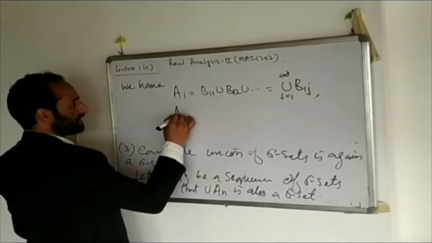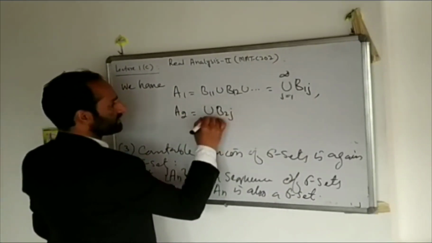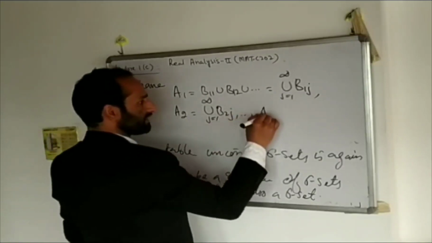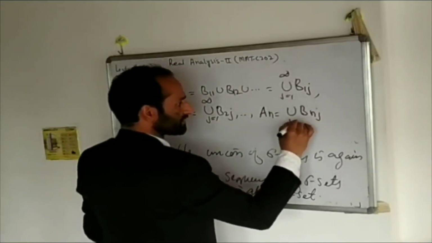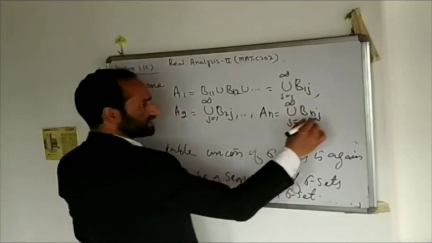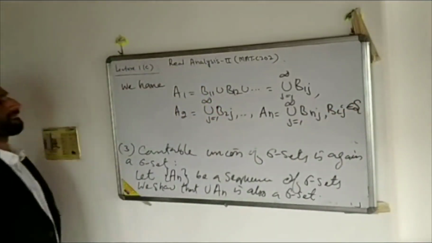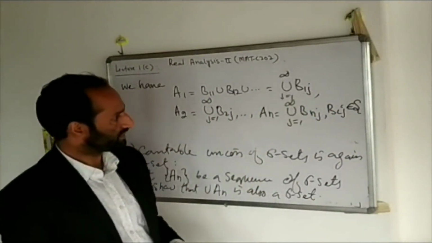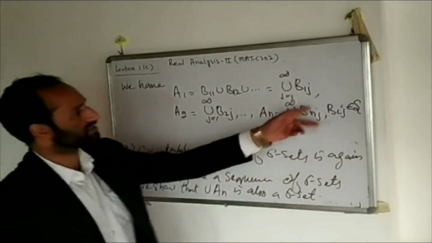And similarly, A2 can be written as the union of B2j, j running from 1 to infinity, and so on. In general, An can be written as the union of Bnj, j running from 1 to infinity, where these Bij's are members of S. The B1j's are pairwise disjoint, the B2j's are also pairwise disjoint, the Bnj's are also pairwise disjoint. In general, the Bij's are not pairwise disjoint.